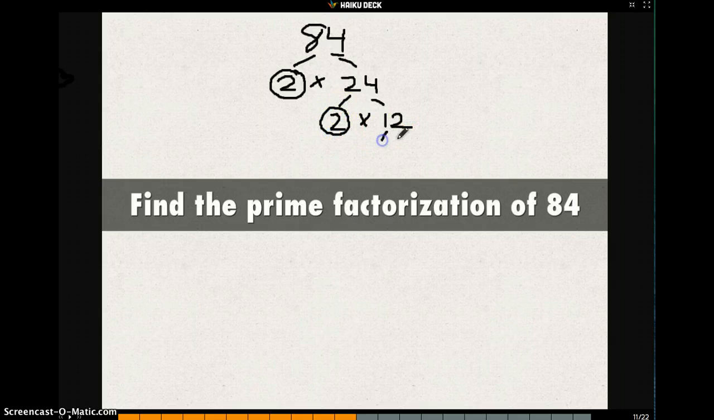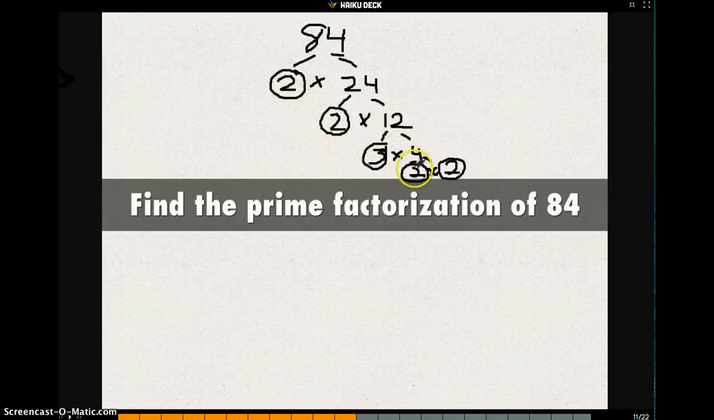We can break down 12 even further. So we can do 3 times 4. And 3, we can stop there, but 4, we can keep going. So we can do 2 times 2. So we have quite a few 2's. So let's see how many we have.